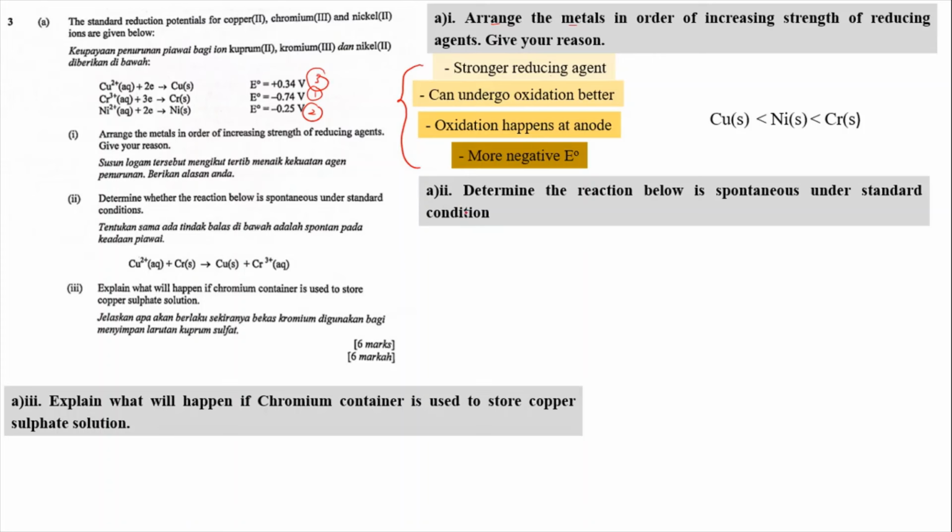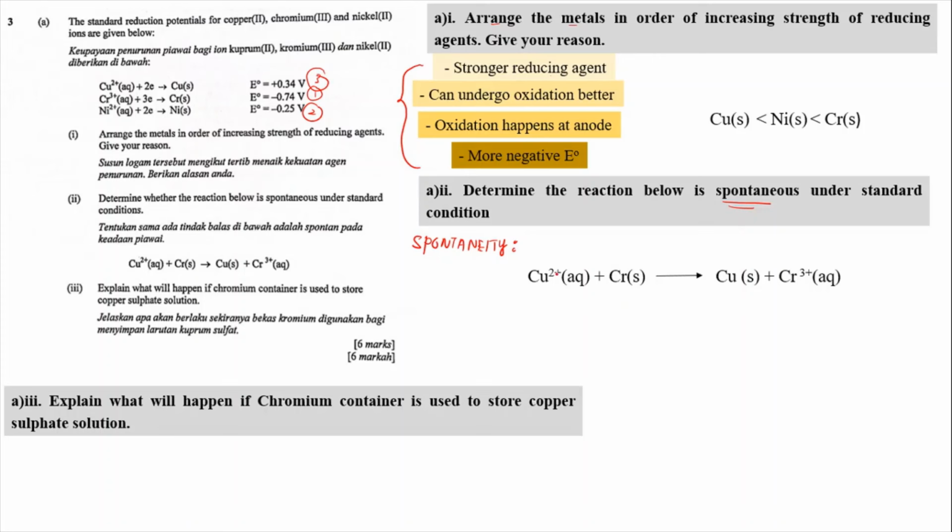Next, for A2, we need to determine whether the reaction below is spontaneous or not under the standard condition. So we have to look at the spontaneity. In order to answer the question of spontaneity, it is advisable to write back the equation. Cu2+ aqueous plus chromium solid produces copper solid plus chromium 3+ aqueous.